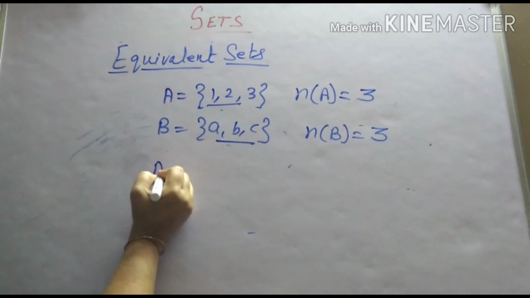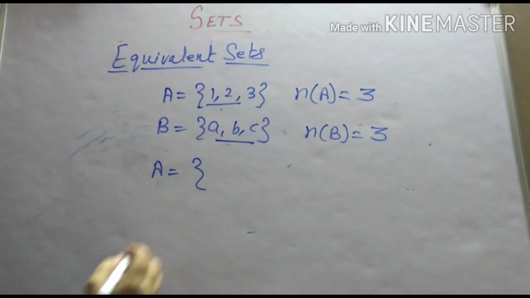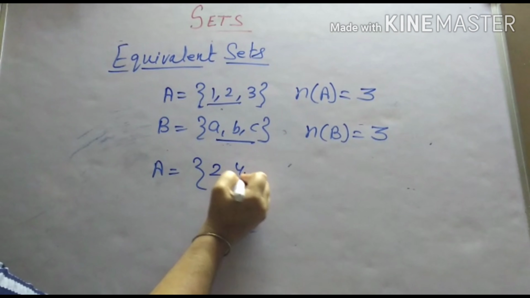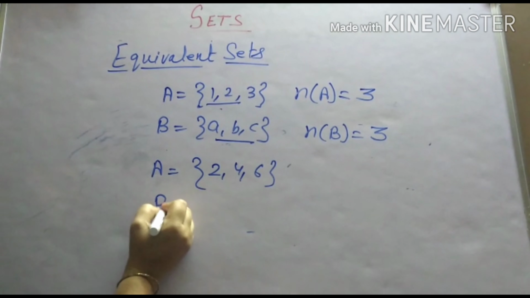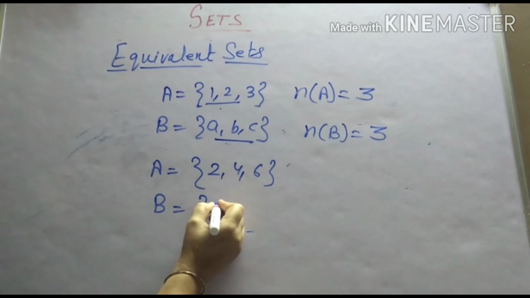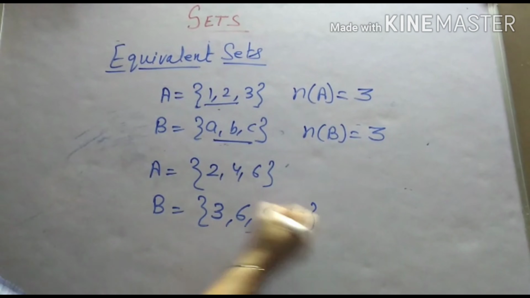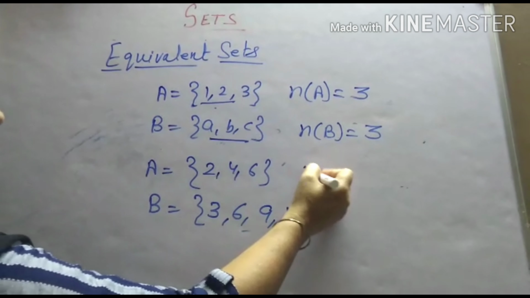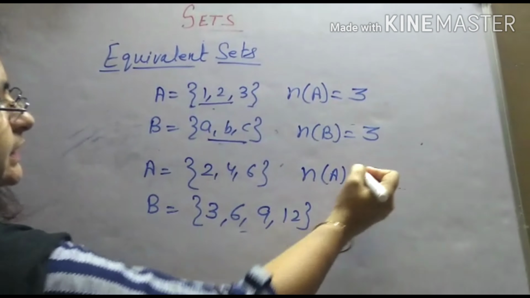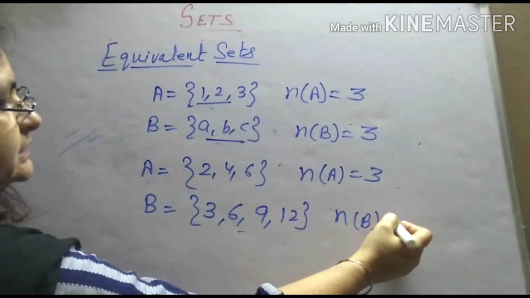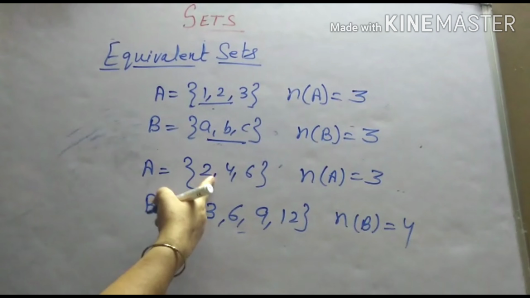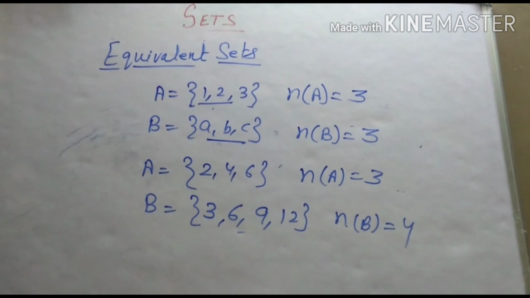Let's take one more example. If A is {2, 4, 6} and B is {3, 6, 9, 12}, here the number of elements is 3, and here the number of elements is 4. So these sets are not equivalent sets.